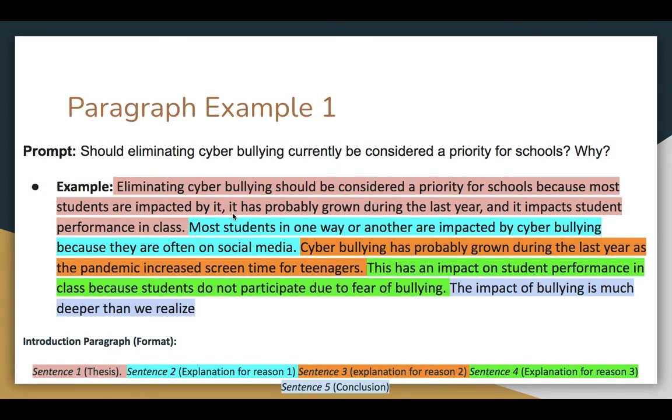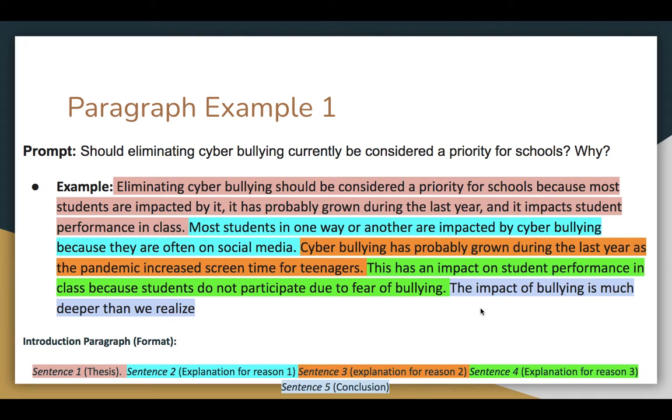Then if I go back to my thesis, this is my second reason, that it has probably grown during the last year. And so this sentence right here writes about that, about my second reason. If I go back to my thesis, it impacts student performance in class. This is another reason. And the third one, the last one on this sentence. So if you look at my paragraph on the green, you can see I explained that reason. And I conclude with this sentence.